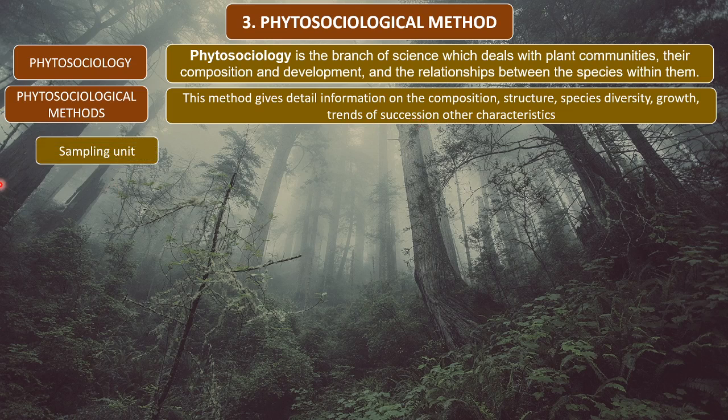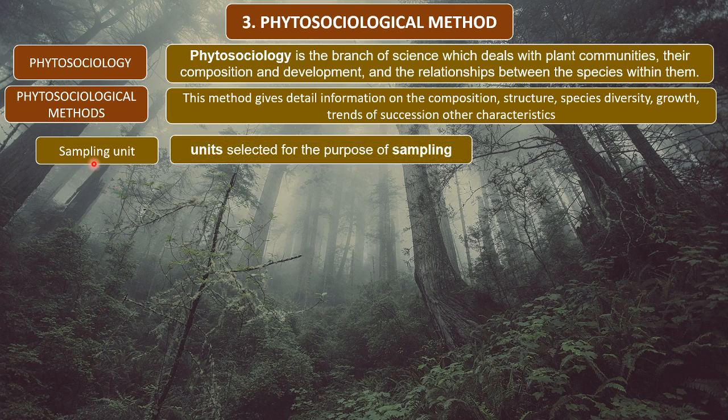Now here a very important term that we need to understand is sampling unit. So what is sampling unit? The units that are selected for the purpose of sampling. When we have to perform sampling, when we have to take a sample of vegetation, we have to decide on a unit. Whatever unit that we are going to select to sample the vegetation, that is called the sampling unit.